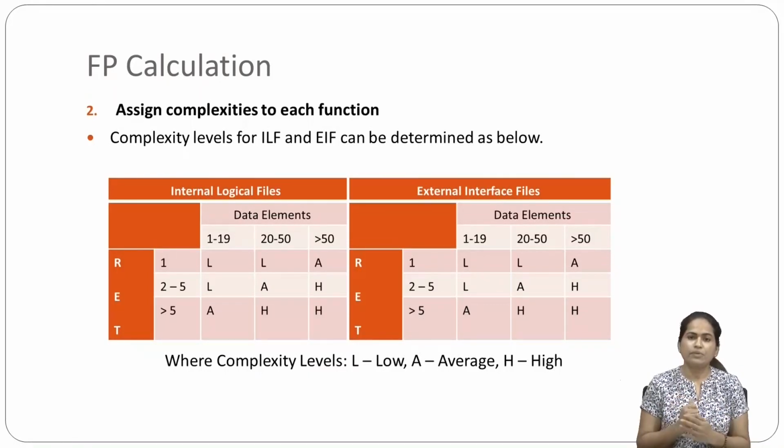Now you may have the question of how we have decided on L, A and H. For that we have one guideline. Based on that we decide that this will have low, this will have average and this will have high complexity. Same as the internal logical file, we have external interface files. For that also we have given one table here which you can refer to.